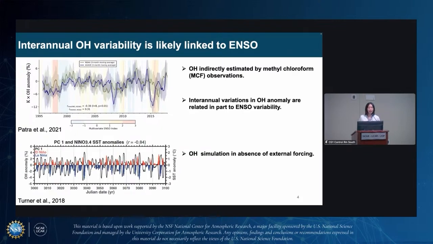The relationship between OH and ENSO has also been studied in a cleaner manner using model simulations in the absence of external forcing. For instance, in Turner et al. 2018's paper, they present thousands of OH measurements without any external forcing. What they find is that the simulated OH is not just a white noise process; instead, ENSO is the dominant mode of OH variability.